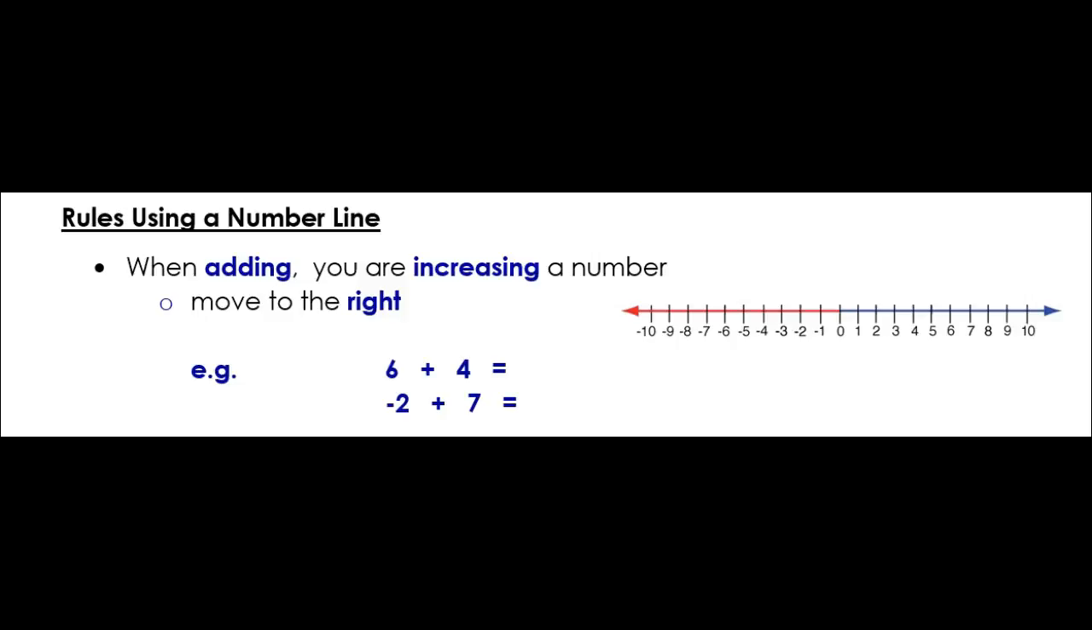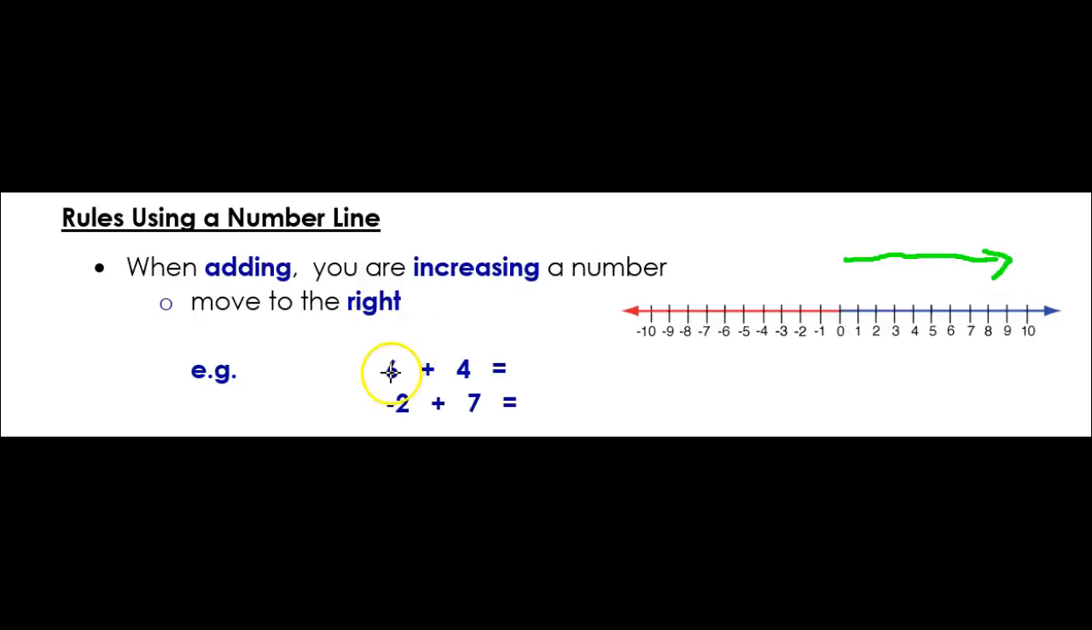So here are some simple rules using a number line to help you solve some of these problems. I'm hoping that you'll graduate to not needing to rely on the number line, but if you're confused at the beginning and you want to rely on it, that's totally acceptable. When adding a number, you're going to be increasing the number. That means on your number line you're going to be moving to the right, making the number a larger positive number, moving in the positive direction.